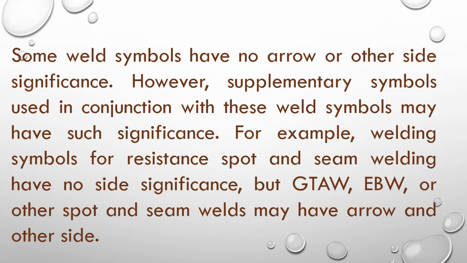Some weld symbols have no arrow or other side significance. However, supplementary symbols used in conjunction with these weld symbols may have such significance. For example, welding symbols for resistance spot and seam welding have no side significance, but GTAW, EBW, or other spot and seam welds may have arrow and other side.